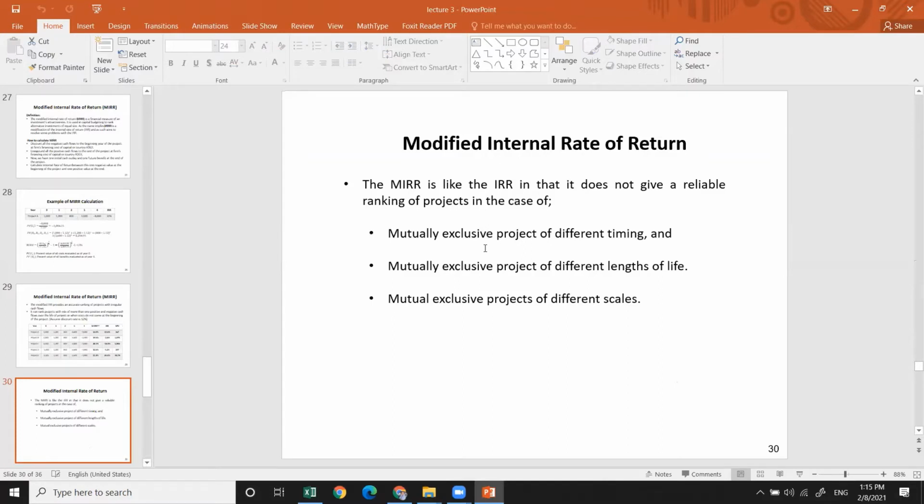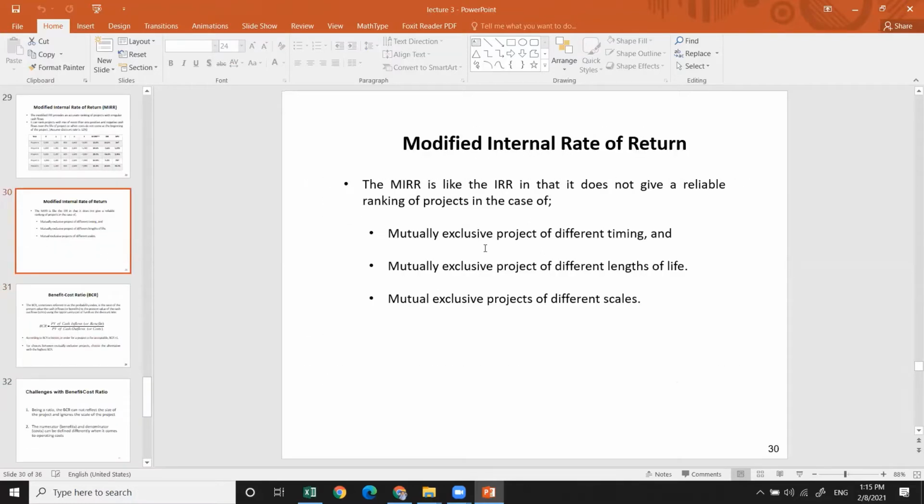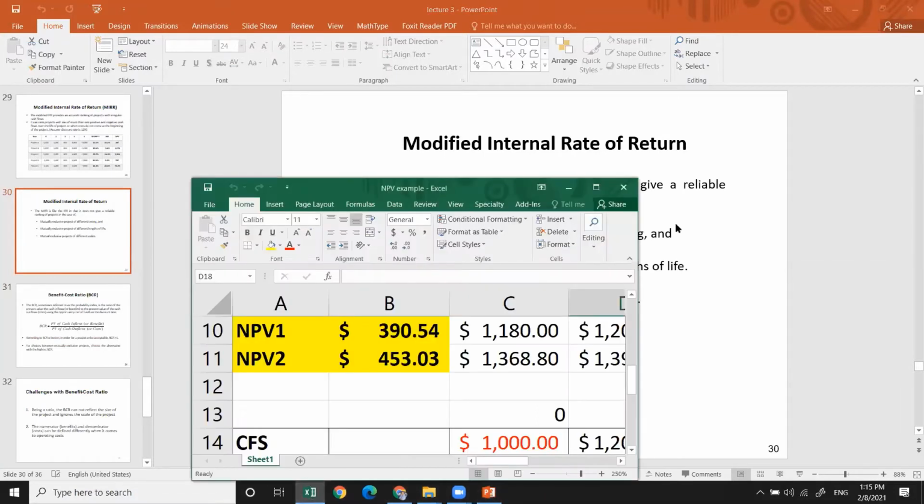So MIRR is like IRR. It does not give a reliable ranking of the project in the case of mutually exclusive projects with different timing, different length of life, and different scales. It only solves the problem of irregular cash flows. Okay, I will solve some questions with MIRR as well.